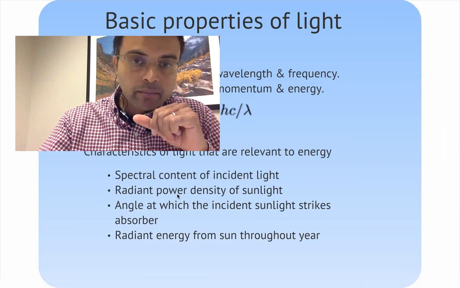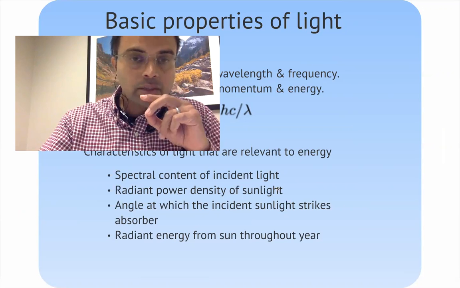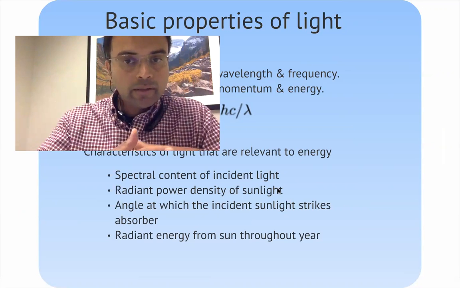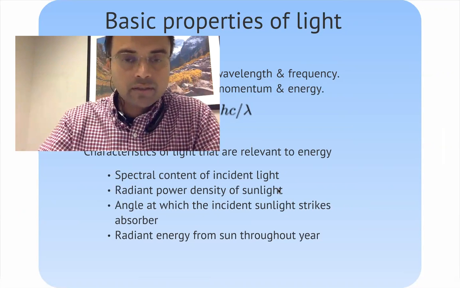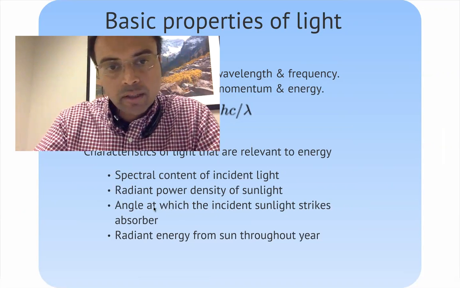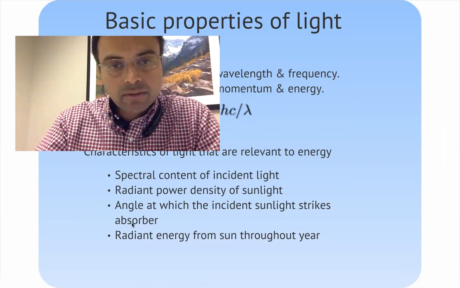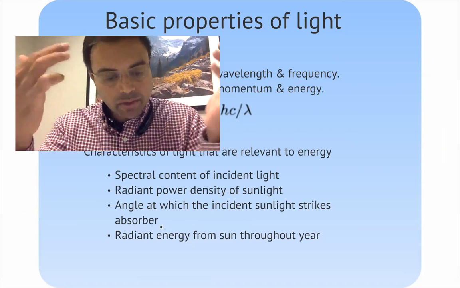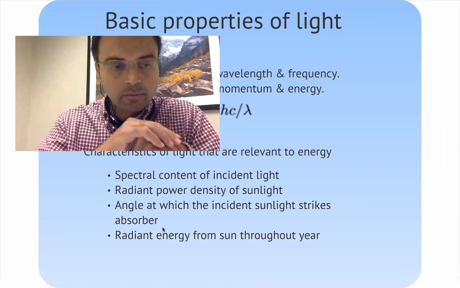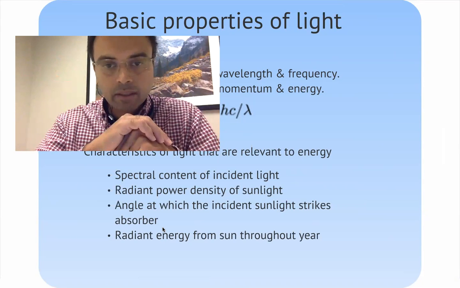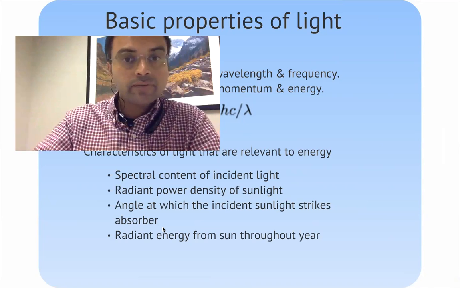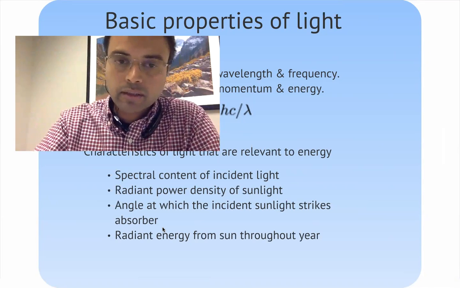Number two is the radiant power density of the sunlight. In other words, how much power is there per unit area. So the concentration of energy is the way to think about it. And that becomes very important when we talk about solar concentrators. Number three is the angle at which the incident sunlight strikes the absorber. So typically when you try to convert sunlight, you need to have something that absorbs light, which could be a solar thermal device, or it could be a photovoltaic device. And the angle at which it's incident determines its efficiency, in a sense. And we'll also think about that.